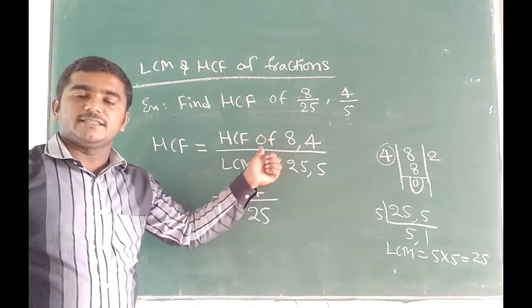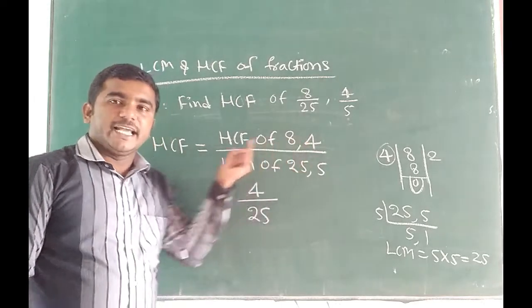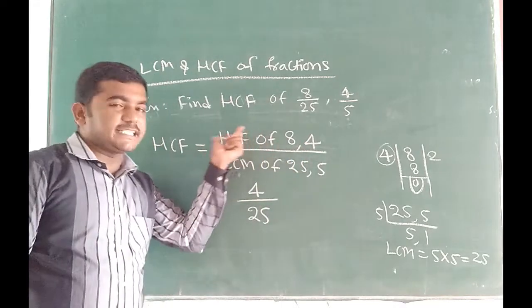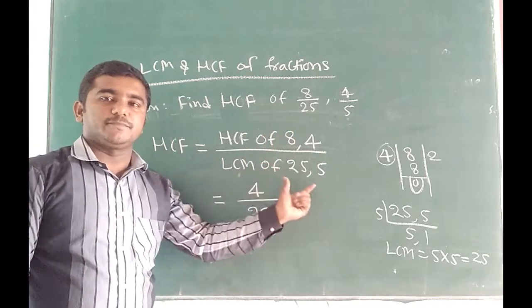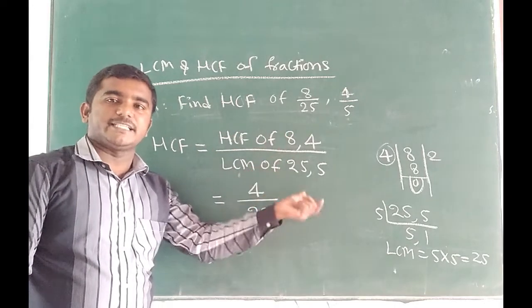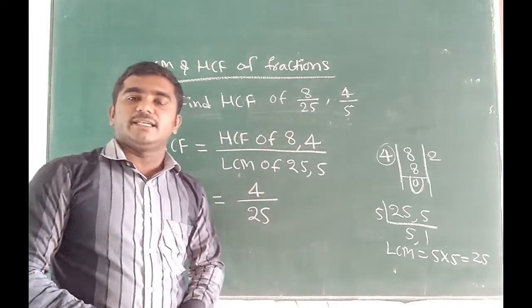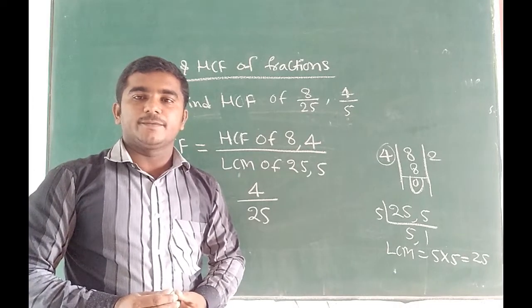How to find it? HCF of numerators divided by the LCM of the denominators. Since the question asks for the HCF, find the HCF of numerators, and for the denominator find the LCM. Suppose the question is the LCM, then find the LCM of numerators and the HCF of denominators. Like this, we can find the LCM and HCF of fractions. Okay, thank you.